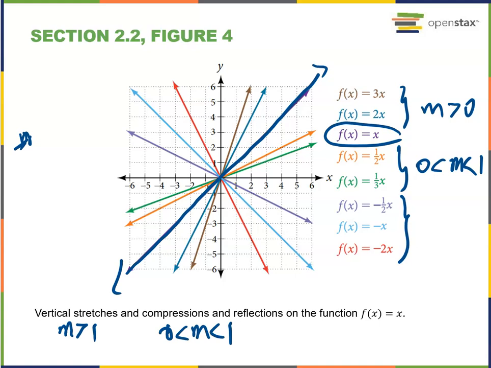And the other group here, you have -1/2x, -x, and -2x, which is a reflection of its positive function. So -1/2x, this is 1/2x, which is the orange, and the purple -1/2x is this one. So it is a reflection of that about the y-axis.